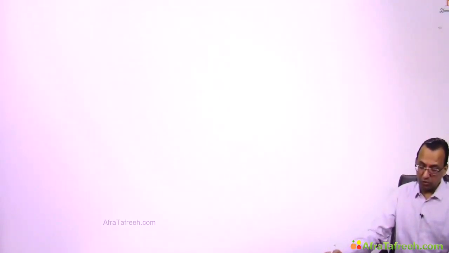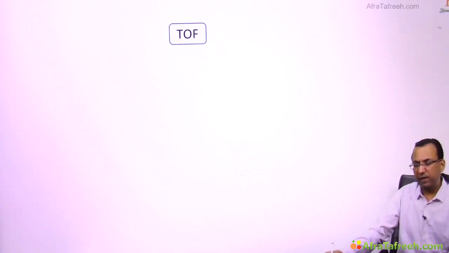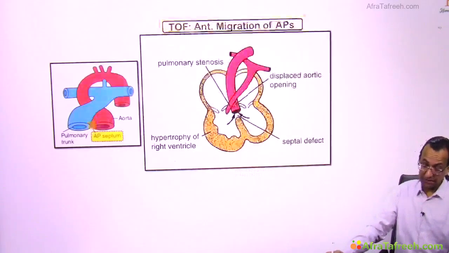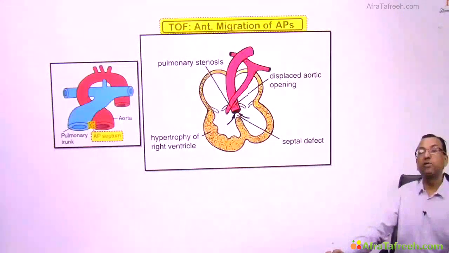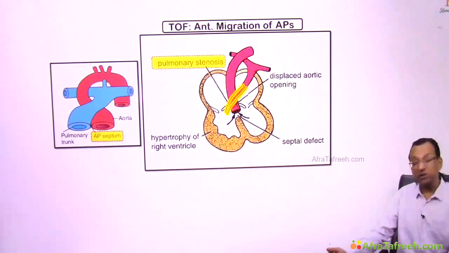Okay, so what about the third anomaly? Third anomaly, if you want to discuss, then it is tetralogy of Fallot. Why did it happen? There was some anterior migration of the AP septum. What will happen with anterior migration of the AP septum? You see here, if the AP septum is migrating anteriorly, then this anterior vessel will become narrow. What is that called? That is called pulmonic stenosis. So the anterior vessel became narrow, the pulmonic stenosis.